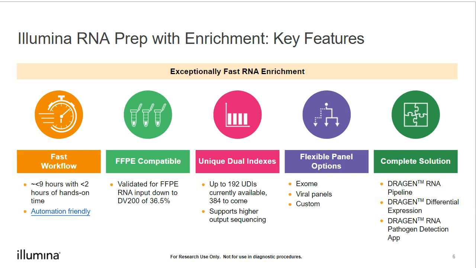And then we have flexible panel options. Currently validated panels are the Illumina Exome panel, viral panels including the respiratory virus oligo panel V2 and respiratory pathogen ID AMR panels, and then we could also use custom or third-party panels. Finally, Illumina RNA Prep with Enrichment provides a complete workflow from sample prep to analysis. And we have several analysis options available, including the DRAGEN RNA pipeline, DRAGEN differential expression, and DRAGEN pathogen detection apps, which we'll talk more about in the sequencing and analysis section.